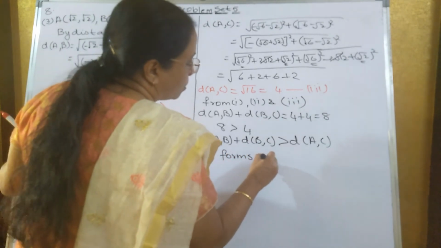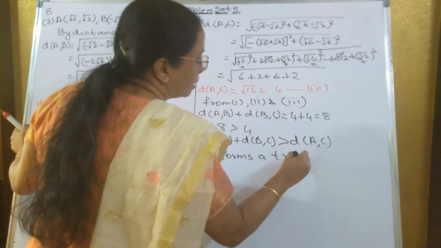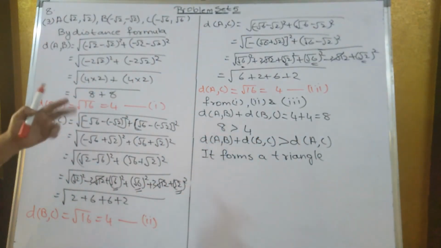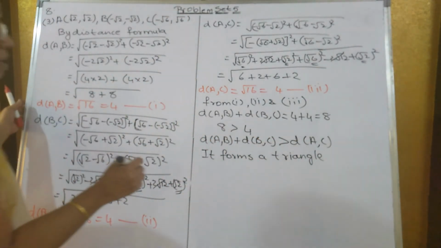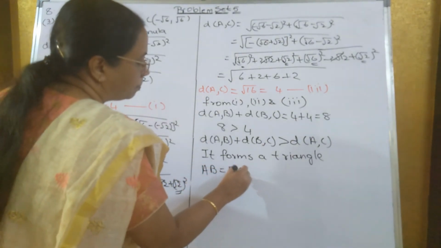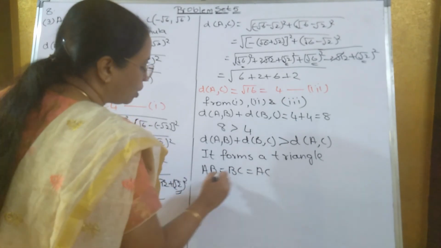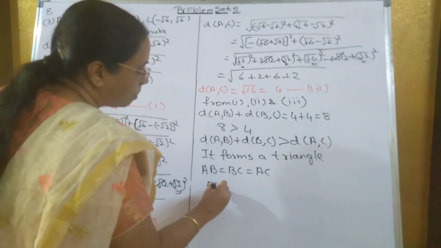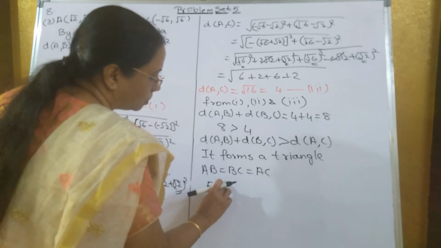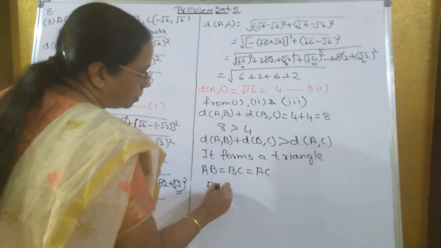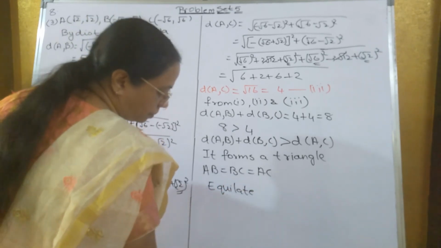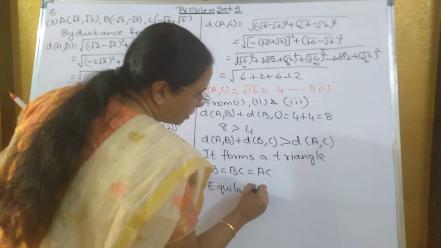Now what sort of a triangle is it? If you see, all the three sides are equal. AB, BC and AC are all 4. So AB is equal to BC is equal to AC. So what type of triangle will it form? It will form an equilateral triangle.